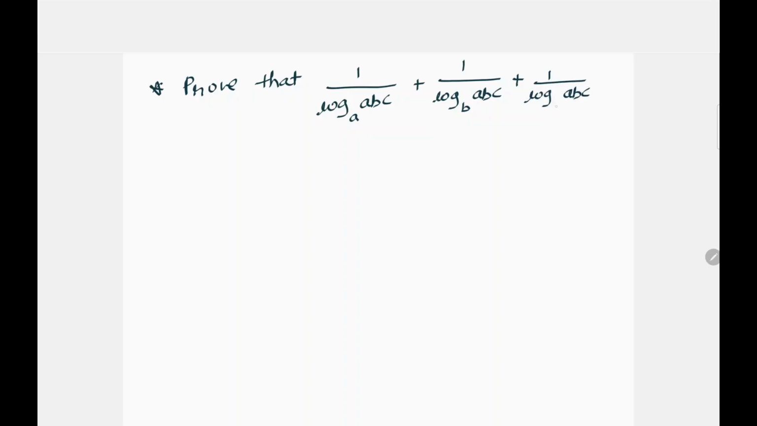Next question. Prove that 1 upon log ABC to the base A plus 1 upon log ABC to the base B plus 1 upon log ABC to the base C is equal to 1.